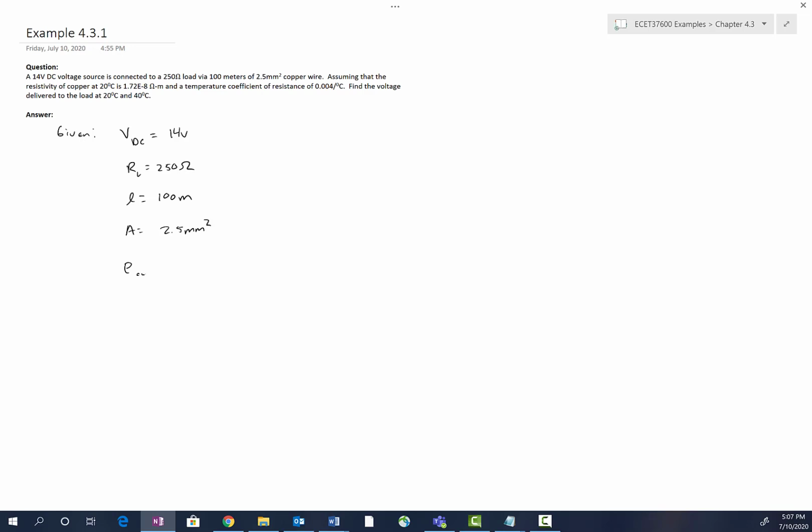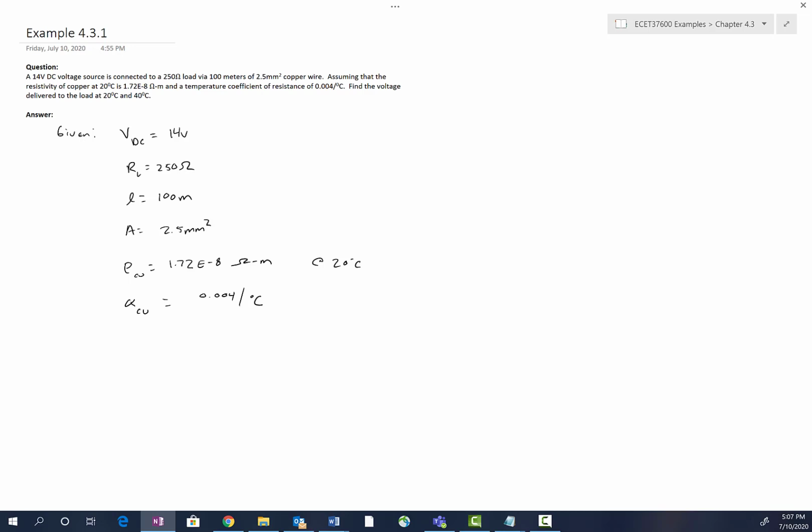The next parameter we're given is resistivity. That's the symbol rho. Here I'm writing resistivity sub Cu, Cu being the chemical symbol for copper. So that's 1.72 e to the minus 8th ohm meters. Remember, resistivity is ohms times meters. And that was measured at 20 degrees C. The resistivity of materials is actually temperature dependent. The factor that tells you how resistivity changes with temperature is the temperature coefficient of resistance of a material, alpha. So alpha of copper is 0.004 per degrees C.